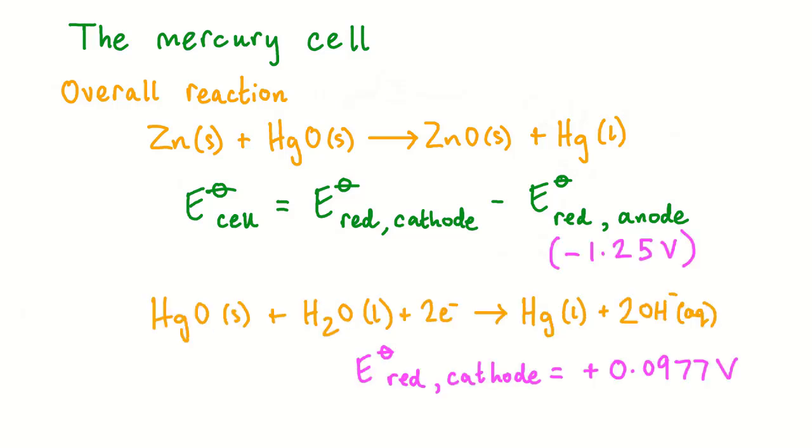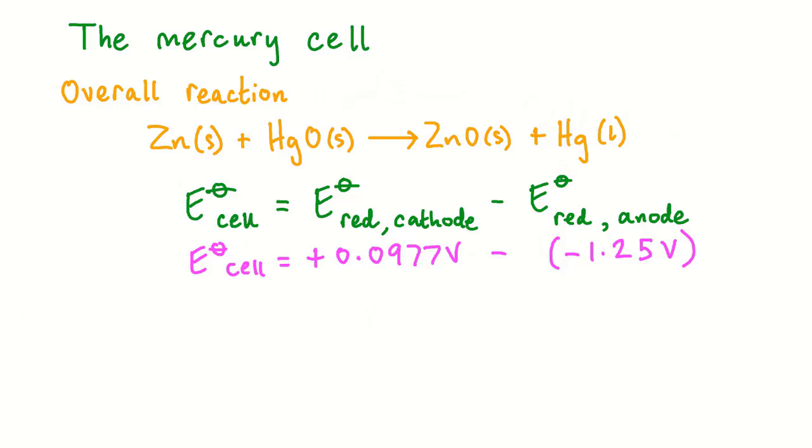In this cell, the standard reduction potential for the cathode, where mercury 2 oxide turns into mercury, is positive 0.0977 volts. The voltage produced by this cell under standard conditions is therefore positive 0.0977 volts, subtract negative 1.25 volts. This voltage has been rounded to 2 decimal places.